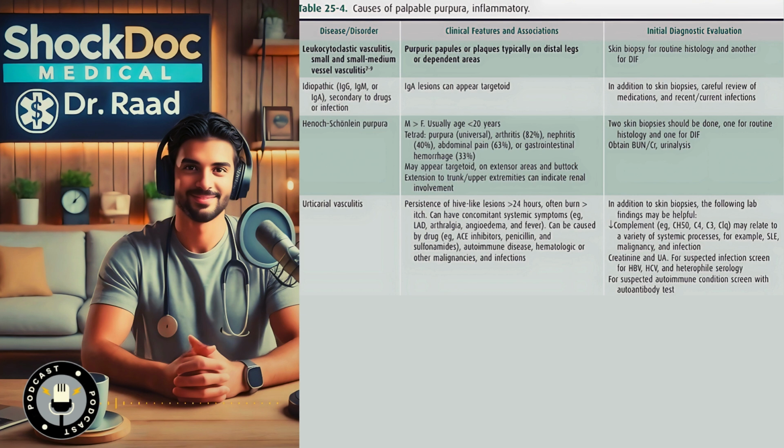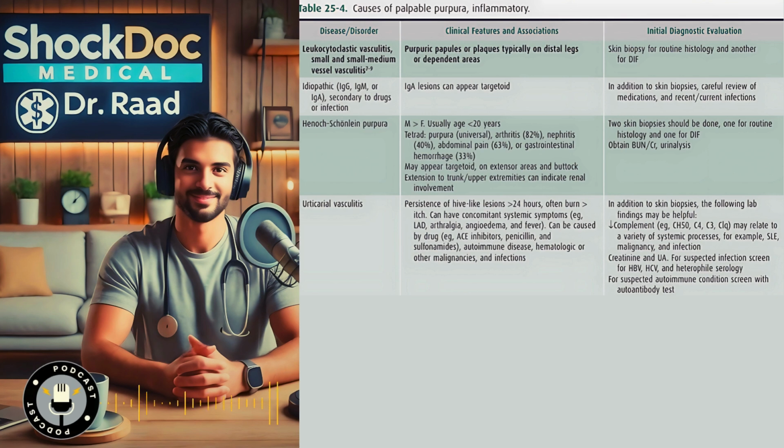Remember the tetrad: purpura, present in all cases; arthritis, around 82%; nephritis, 40%; and abdominal pain, 63%, sometimes even GI hemorrhage, 33%. Lesions can be targetoid, and if they extend to the trunk or upper extremities, it may indicate renal involvement. 2 skin biopsies are recommended here, along with lab tests such as BUN, creatinine, and urinalysis.